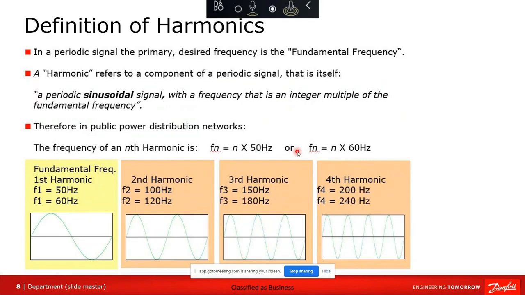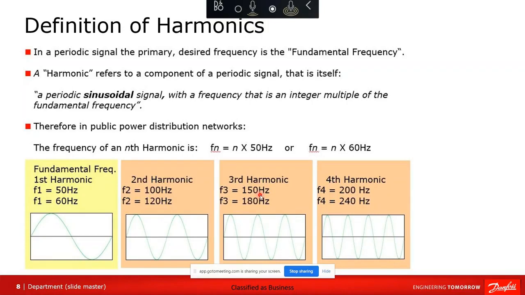Because we do full wave rectification, we get rid of the evens, and because we do three phase, we get rid of anything divisible by 3. We're left with the fifth harmonic, the seventh harmonic, the 11th harmonic, and so on. So what does that mean?